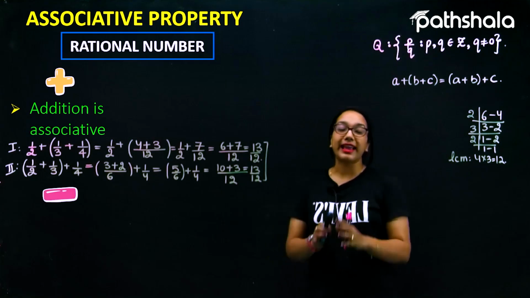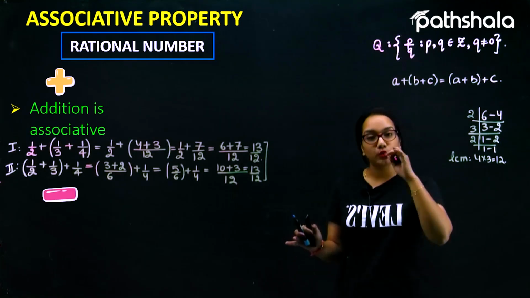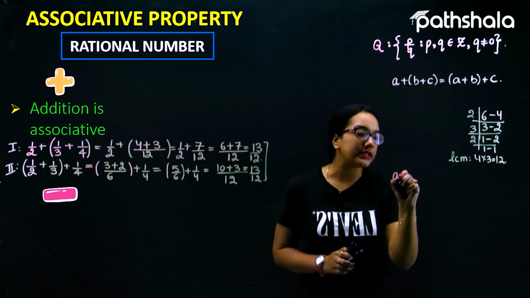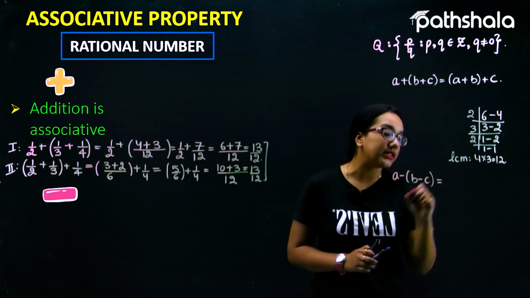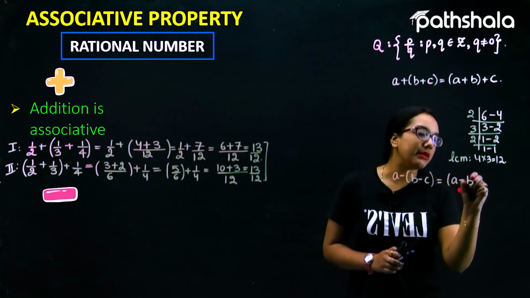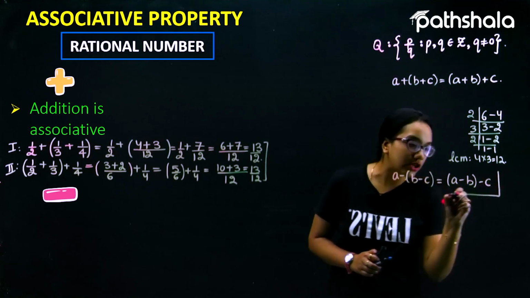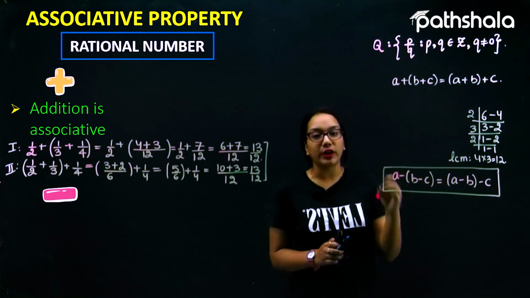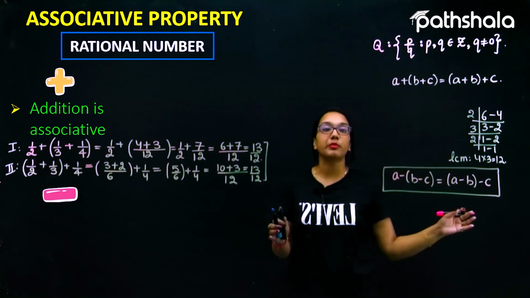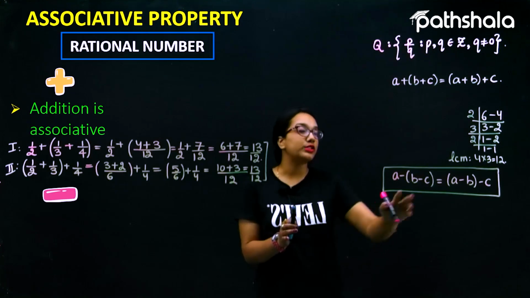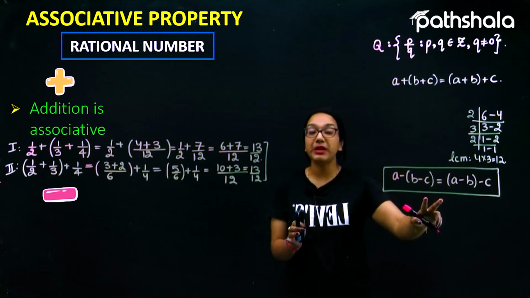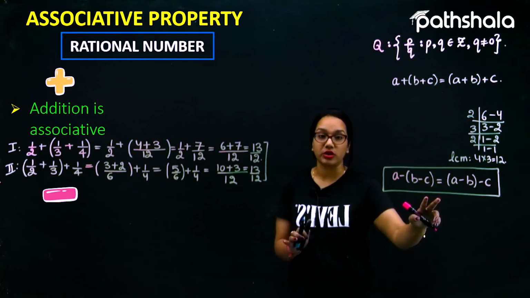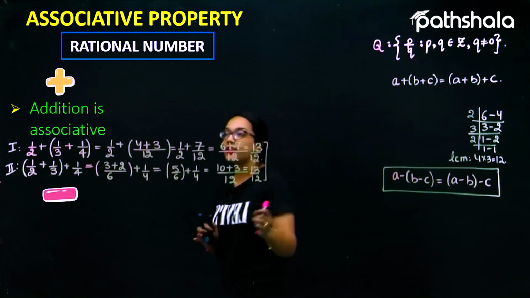So again, we'll take any particular three rational numbers and we'll do the same thing again with the subtraction, in which we will show that a minus (b minus c) is nothing but is equal to (a minus b) minus c. So if any three rational numbers will satisfy this particular condition, it means that they are following the associative property. If they won't be able to satisfy this particular condition, it means that the subtraction should not be associative in nature for the rational.